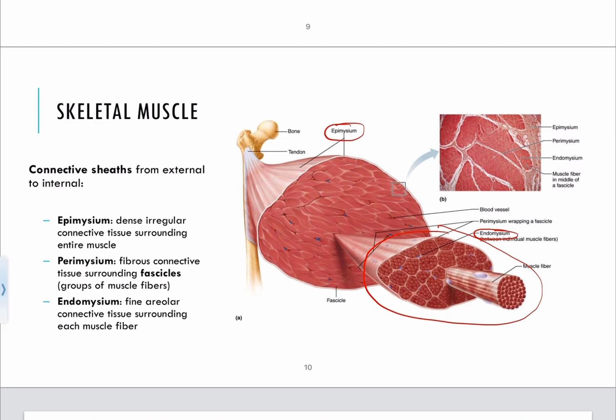So the epimysium is around the entire muscle. We have the endomysium around each individual muscle cell or muscle fiber. We take a group or a collection of those muscle cells or muscle fibers, and we get a fascicle, and that fascicle is going to be wrapped in the perimysium. It kind of looks like in this picture that each one of these connective sheets is distinct from the other one. However, I just want to point out that all of these sheets are continuous with each other.